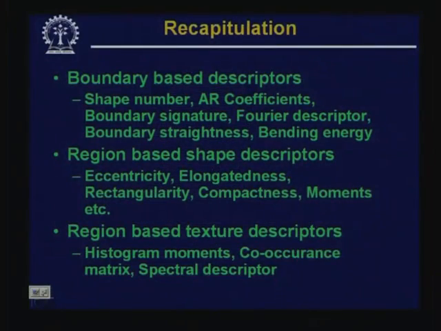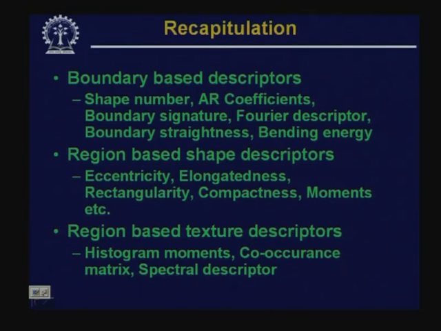Then we have seen another region based shape descriptor which we have said is elongatedness, and for getting this elongatedness what you have to obtain is a minimum bounding rectangle, and the ratio of the sides of this minimum bounding rectangle is defined as elongatedness.